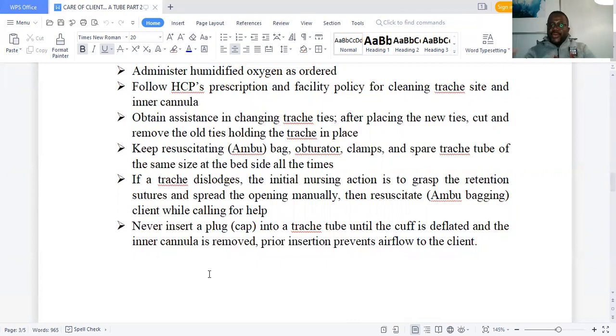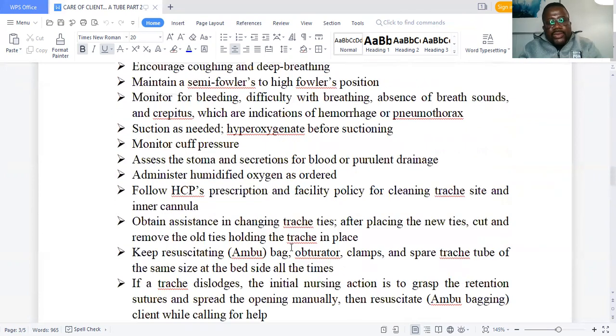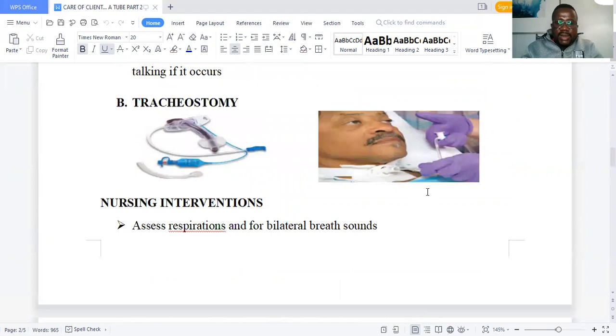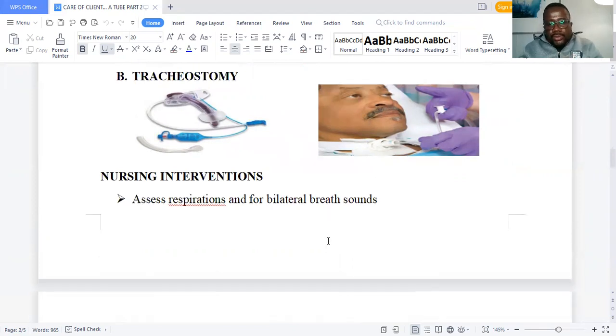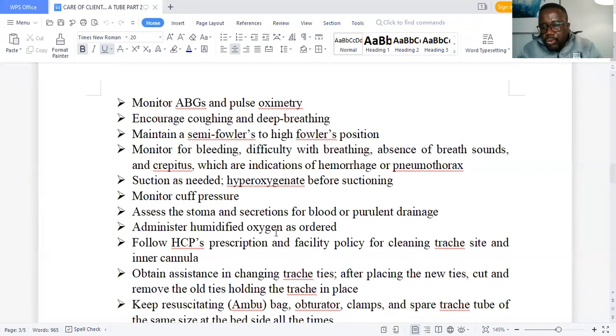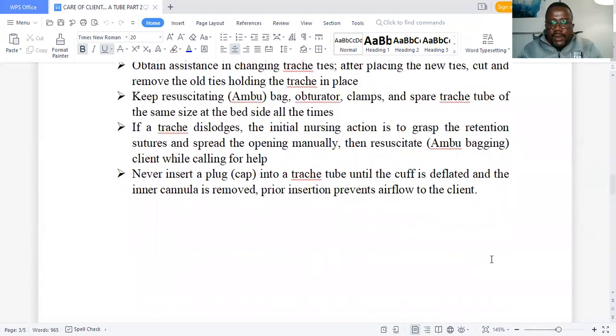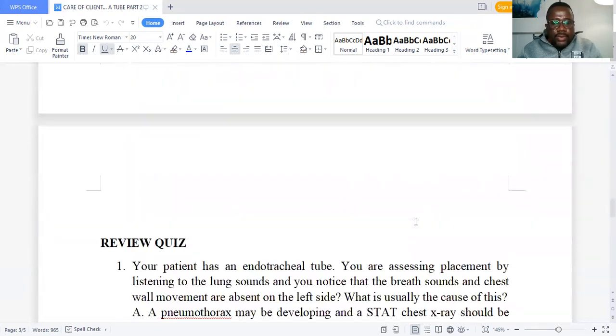So these are the basic things that we have to do when we have a client on trach tube, okay? These are the things that as a nurse, you have to do. Let's see how we can answer some questions. Like I said, I do not want this class to be long. Let's get to some review questions.